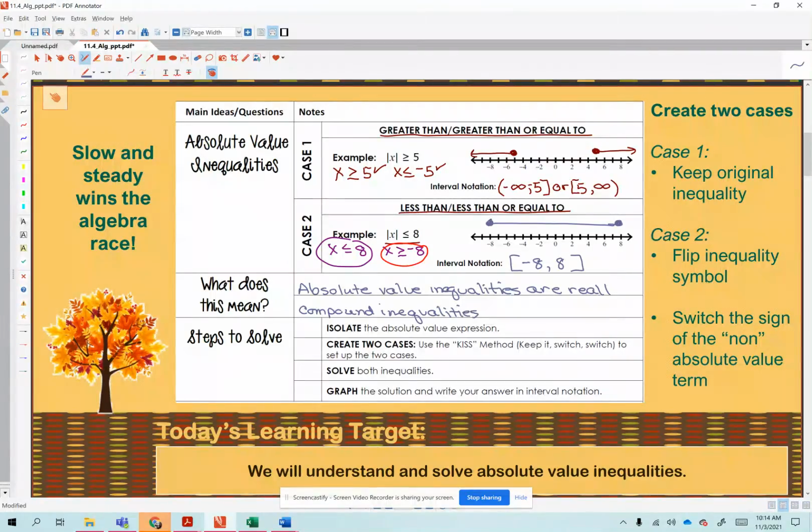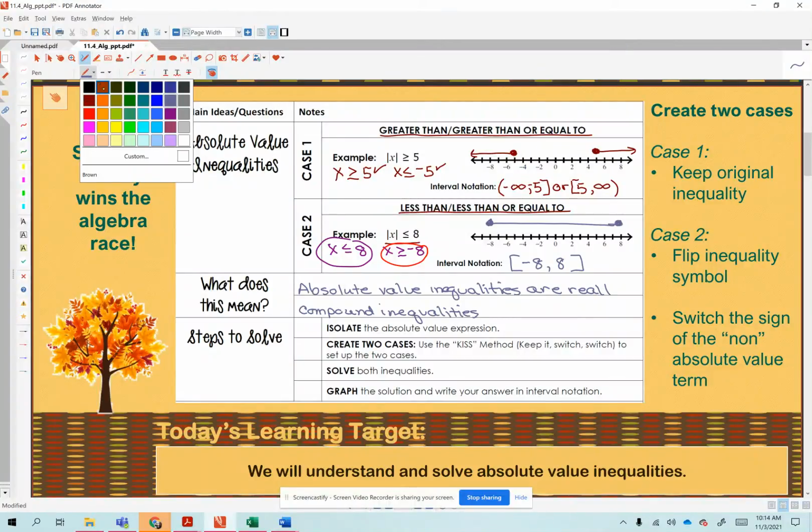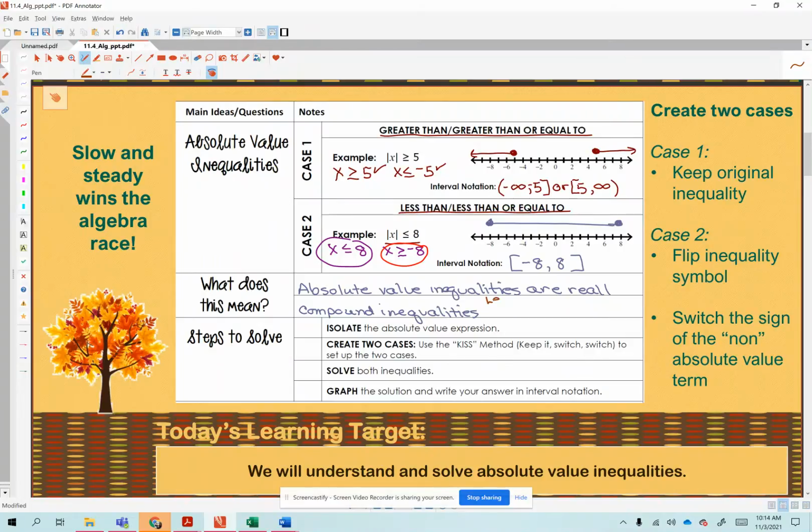So the way we can think of this that might help us remember is that the less than or equal to are our "and" inequalities, and the greater than or equal to, those are the "or" inequalities.